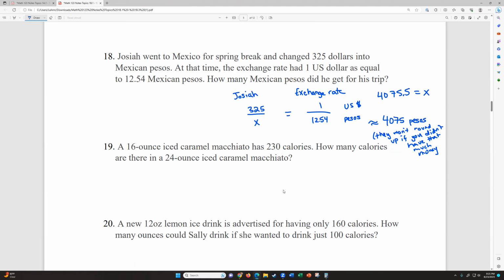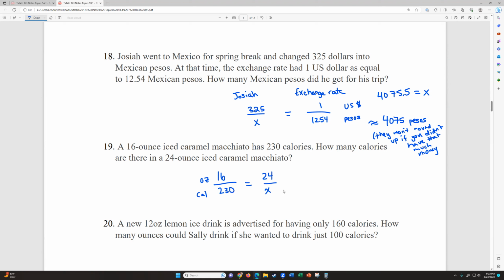All right, the next one, and actually next two, these have to do with ratios of calories in a specific measurement of a drink. So we have a 16-ounce iced caramel macchiato has 230 calories. How many calories would there be in a 24-ounce iced caramel macchiato? So the ratio of calories should grow as you have more ounces. So if we set this up as the 16-ounce over the calories that go with it, which is 230, then the 24-ounce would be over how many calories?